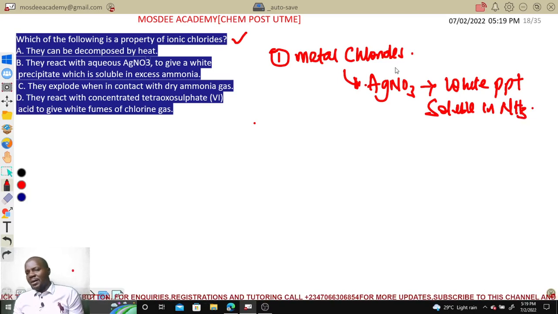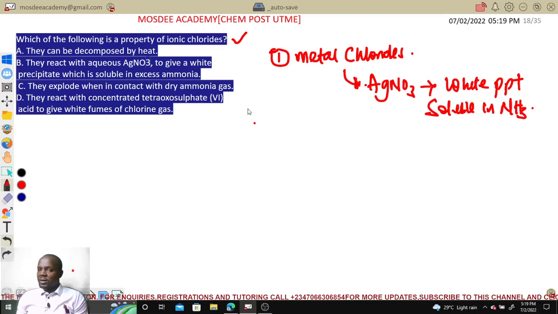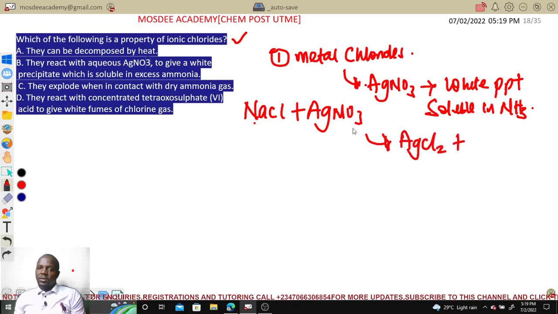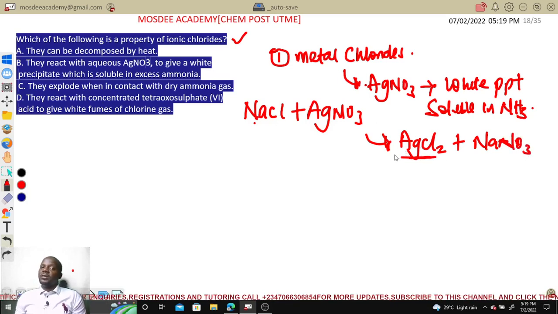Just think of a metal, NaCl. You can think of KCl, potassium chloride. You can think of any metal chloride. If I say NaCl, for example, plus AgNO3, you are going to see the white precipitate of silver chloride, AgCl, plus NaNO3. This AgCl is what we are talking about as the white precipitate of silver chloride, which is soluble in excess ammonia. So the answer to that one is this. Let's move on because of time.